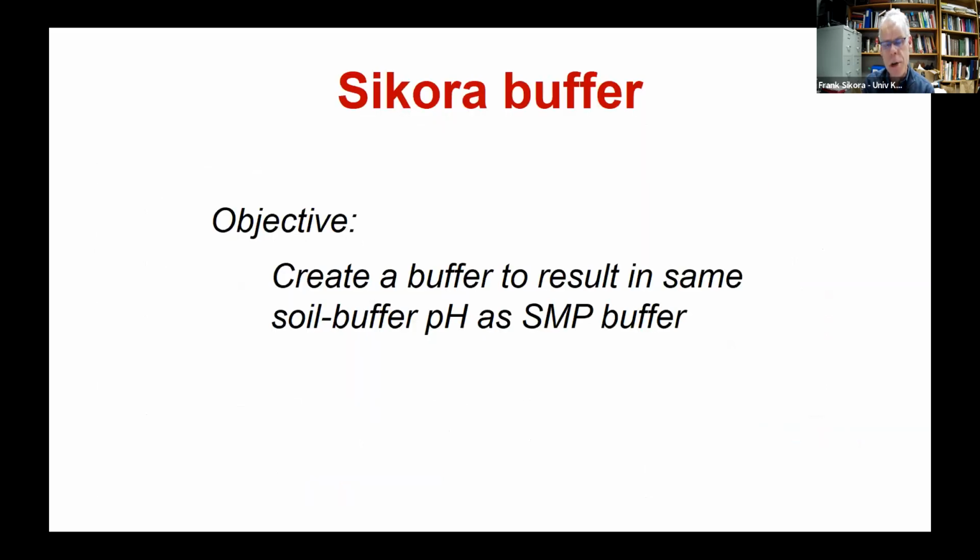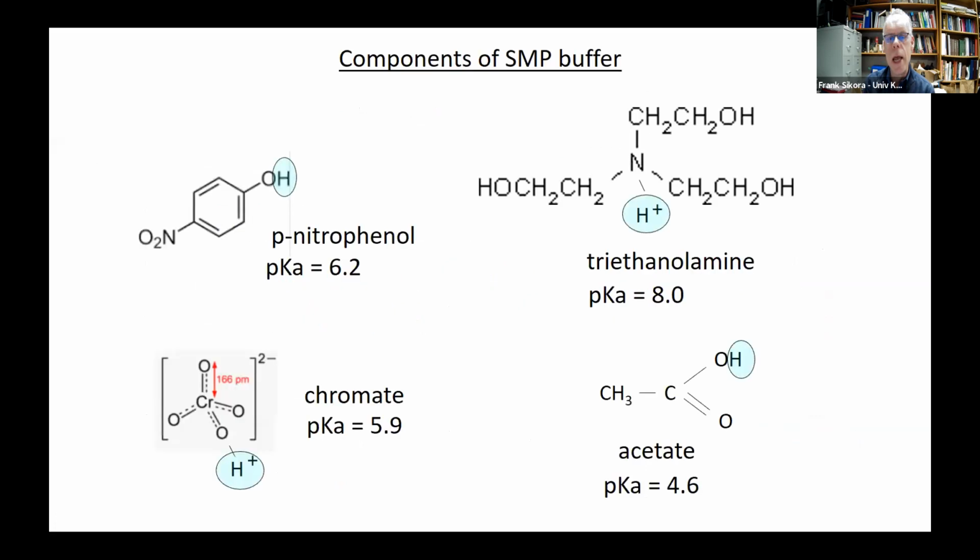So that's it on the introduction of the chemistry. In creating the Sikora buffer, the objective was to create a buffer to result in the same soil buffer pH as SMP buffer. And the main reason for that was to get rid of the hazardous chemicals, paranitrophenol and chromate, in the SMP buffer. These are chemicals that should not be dumped down the sink. They had to be disposed of a certain way. So not only myself, but others have been looking at these buffers to remove these hazardous chemicals.